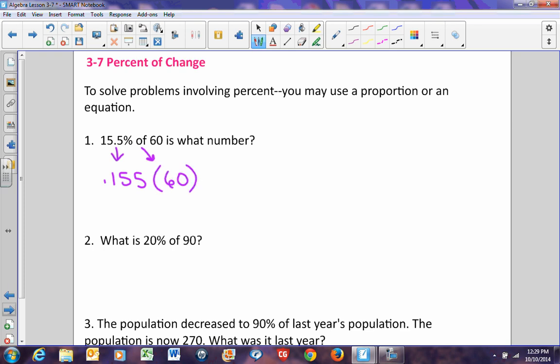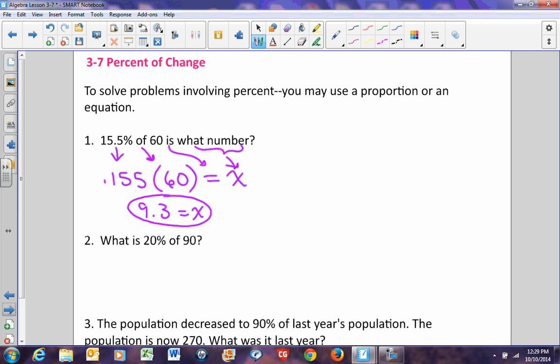60 is 60, is means equal, and what number becomes my variable? So I now have 0.155 times 60 equals x. So I simply need to multiply 0.155 times 60, and I will get 9.3 equals x.